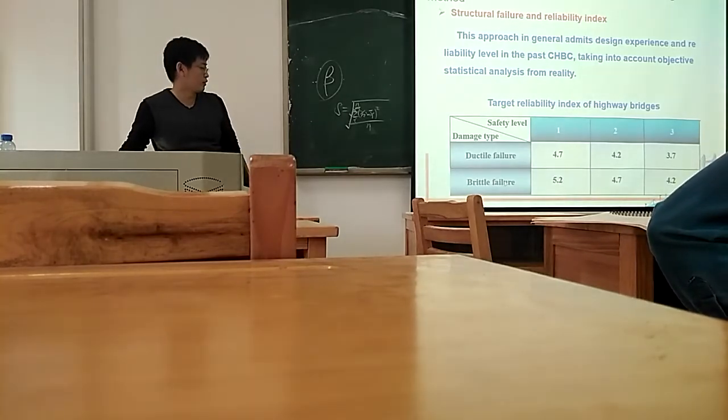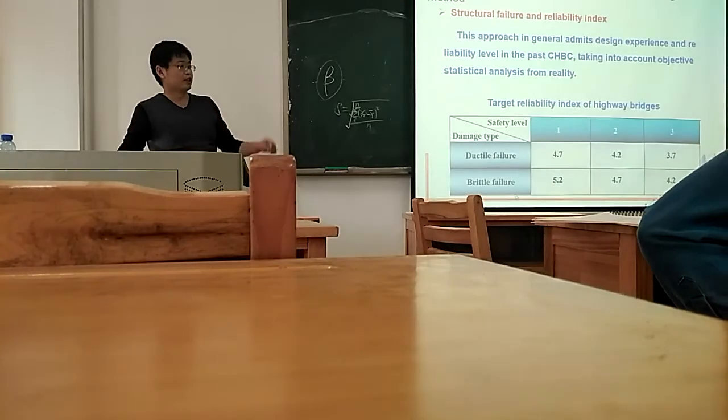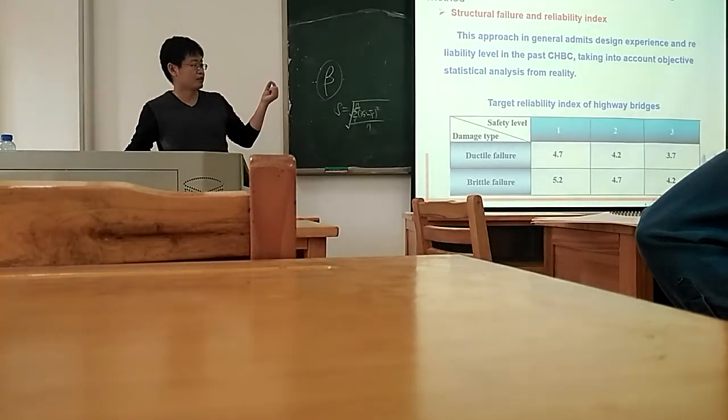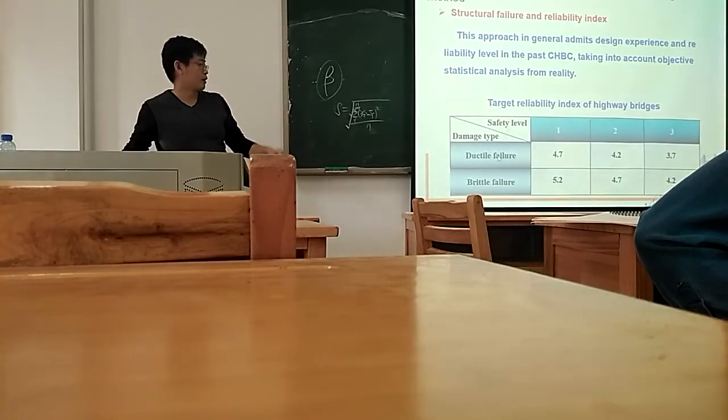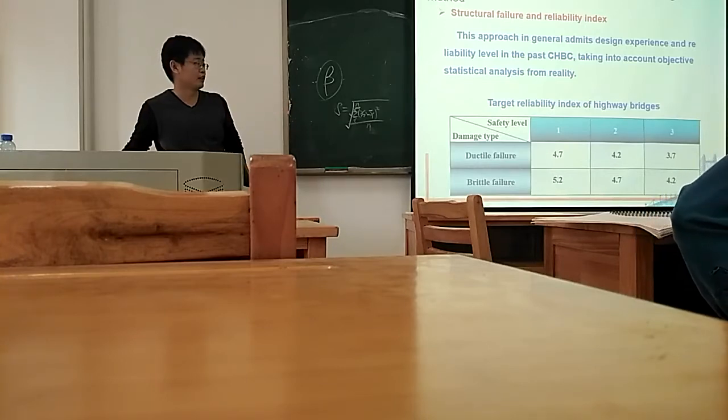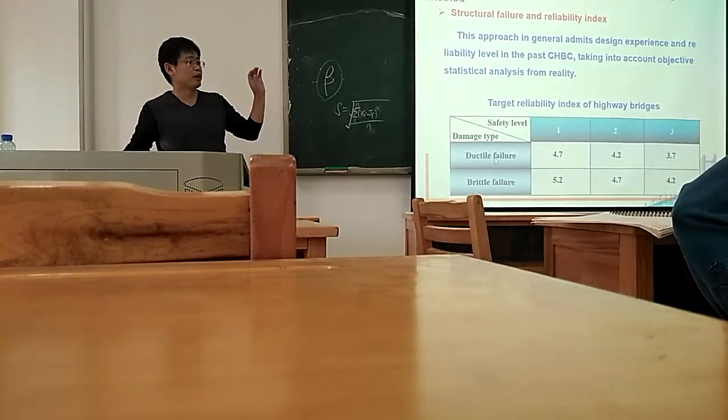Maybe for brittle failure, we need to keep a 99% guarantee, while for ductile failure we can relax it to 95 or 94, something like this. It's a little bit smaller, because once brittle failure happens, it's just a disaster, with no time to repair. But for ductile failure, sometimes you have a chance to repair it and save it.